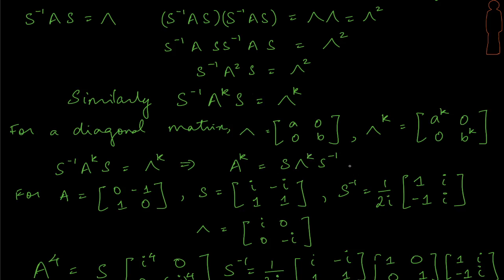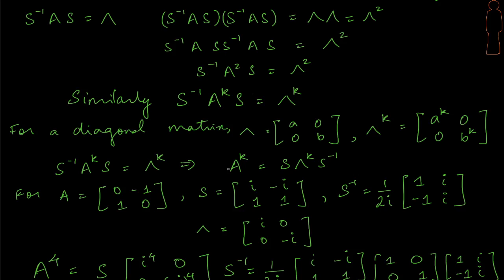This is the huge benefit of using eigenvectors. If I have my eigenvectors S and S inverse and my eigenvalues, raising a matrix to its power becomes a simple multiplication of three matrices and not multiplying a matrix k times with itself. What a tremendous saving in computation. That is why eigenvectors are extremely powerful, right?